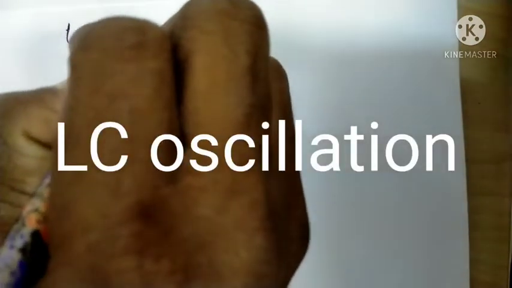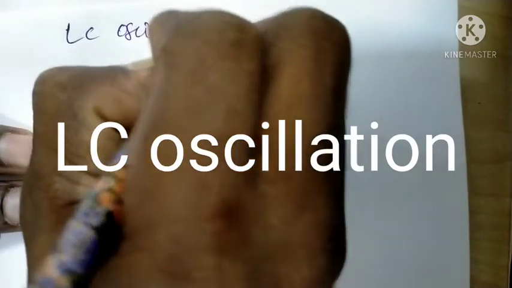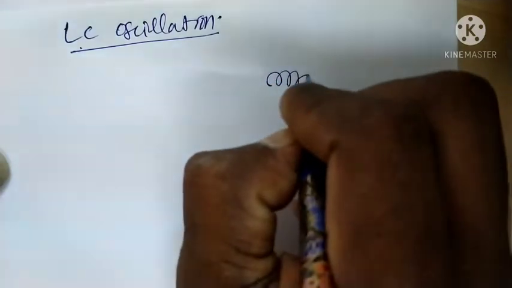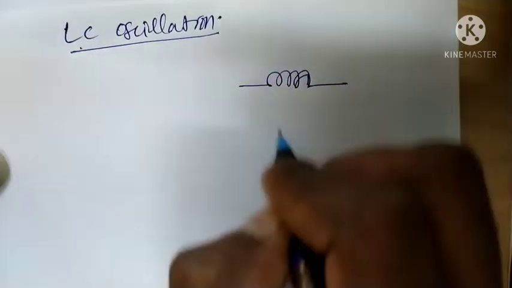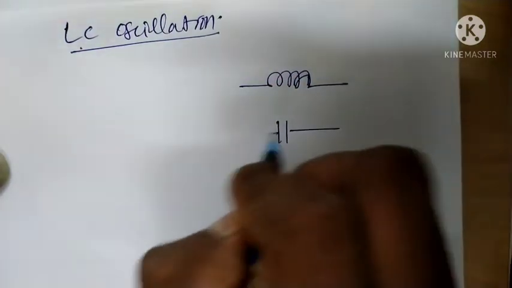Today we discuss LC oscillation. Here, what is the L? What is the C? L is an inductor, C is the capacitor. This is the inductor. This is the capacitor.